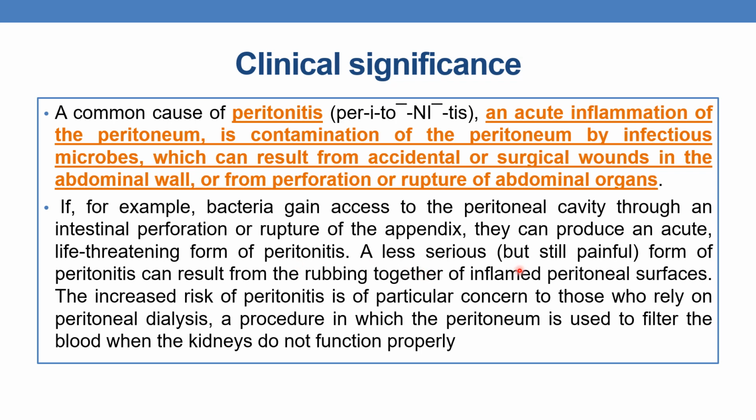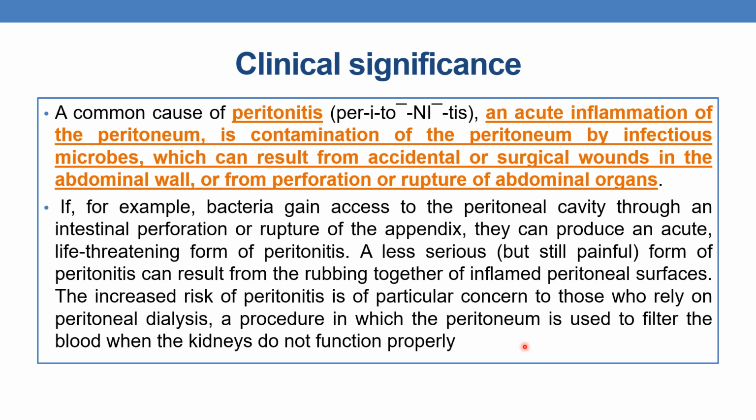A less serious but still painful form of peritonitis can result from rubbing together of the inflamed peritoneal surfaces. The increased risk of peritonitis is particularly a concern to those who rely on peritoneal dialysis, a procedure in which peritoneum is used to filter the blood when the kidneys do not function properly. Patients who undergo peritoneal dialysis are at higher risk for peritonitis, which is nothing but the inflammation of peritoneum.